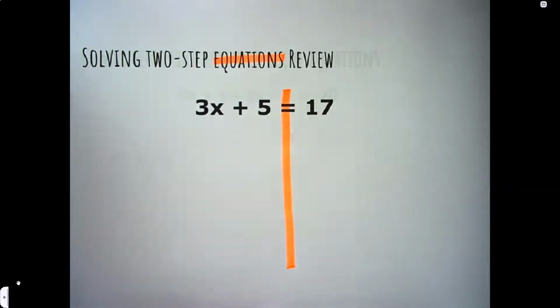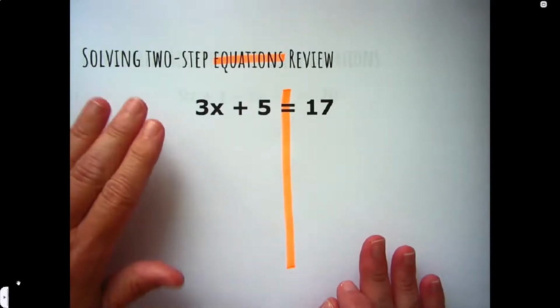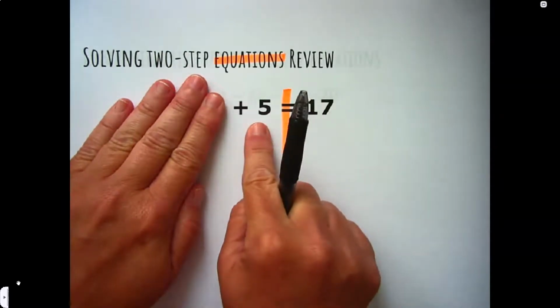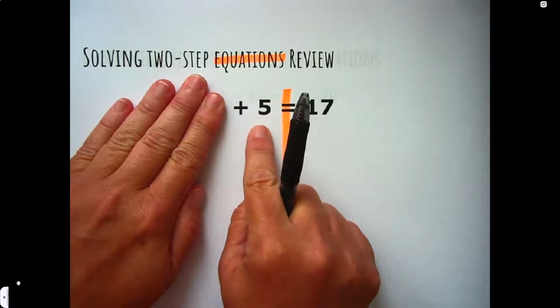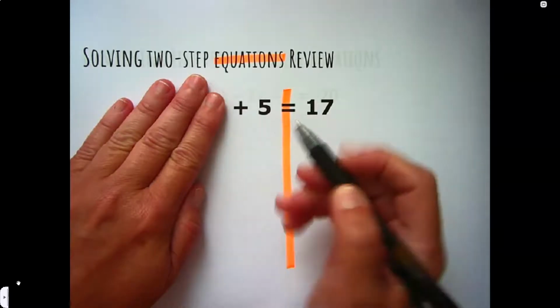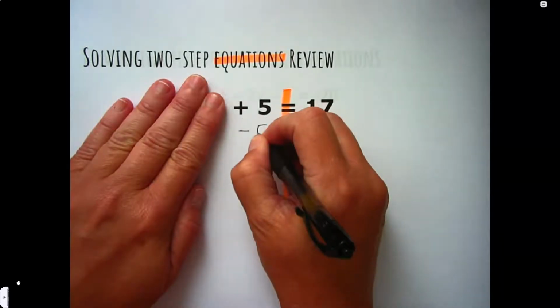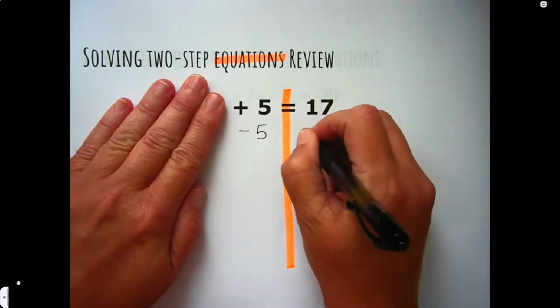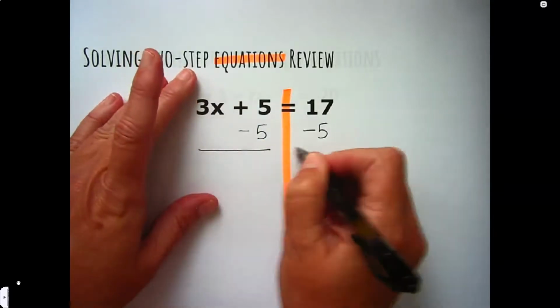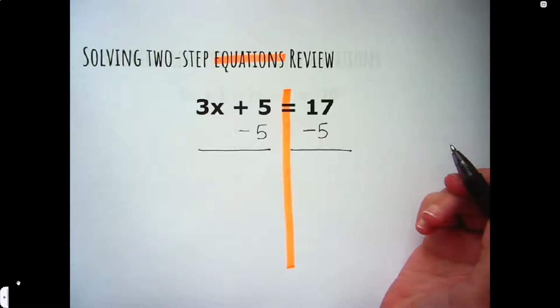So let's take a look at this. We have 3 times x plus 5 is equal to 17, and we want to solve that for x. So our goal is to get that x alone. Here's what I'm going to do. I'm going to cover up that x term, that 3x. And so what I see is that I have a plus 5 over here with it. I need to cancel that out. So the opposite of adding 5 is subtracting 5. So I'll do minus 5 on this side, and then I have to do it to the other side as well to keep my equation balanced. So the first step is going to be to subtract 5 from both sides.